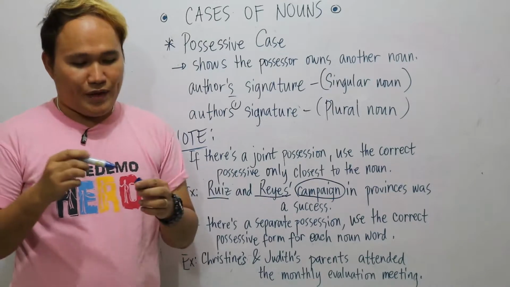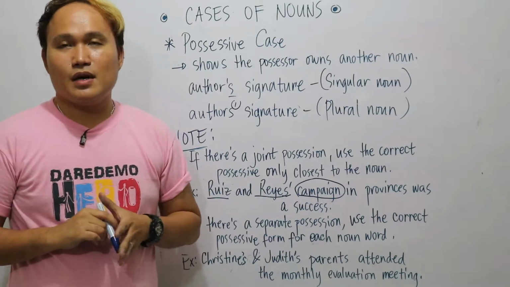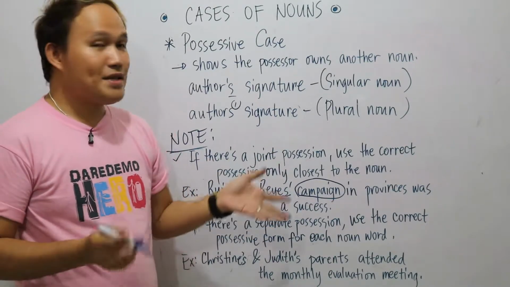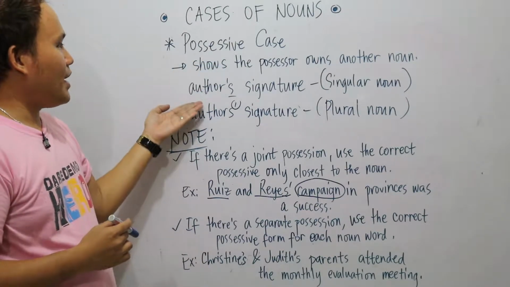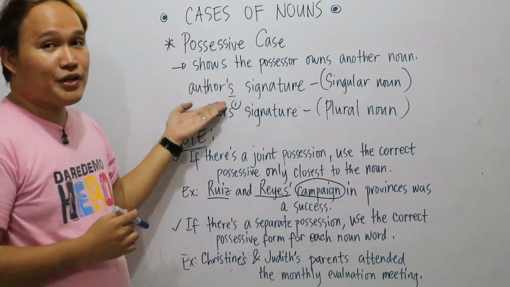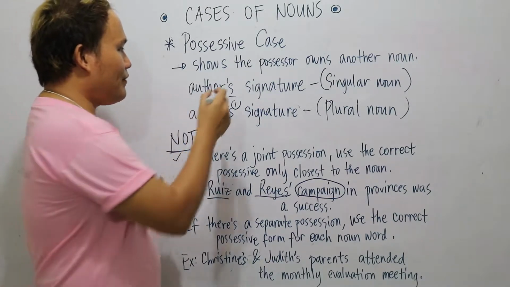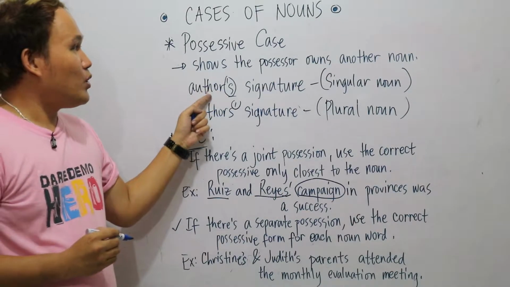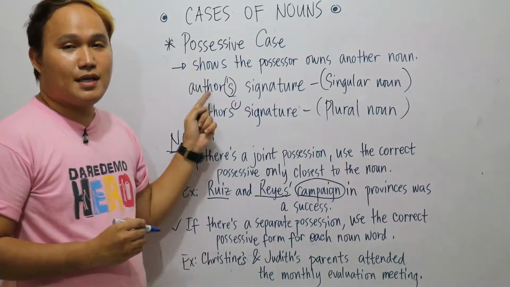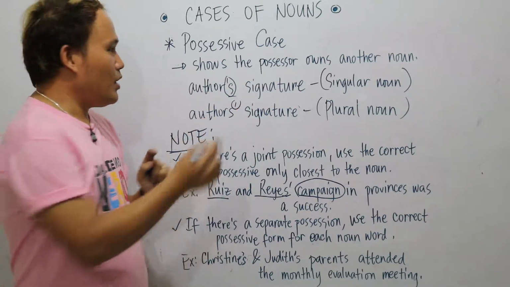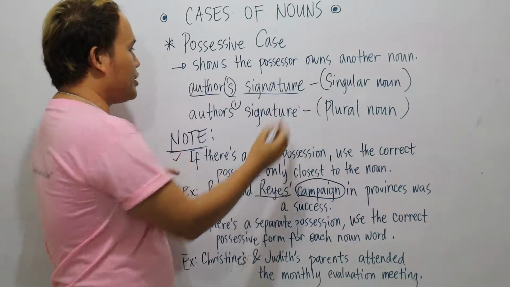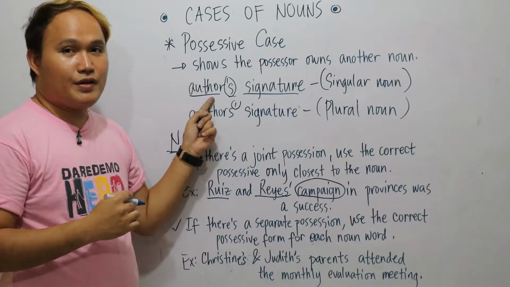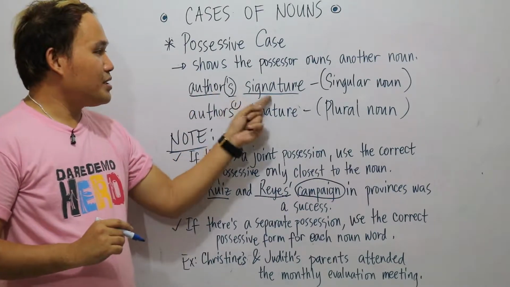But there are rules and reminders we have to consider in identifying the possessive case of nouns. First, possessive case in a singular noun: author's signature. We put apostrophe S on a singular noun to show that the possessor owns another noun. We have two nouns here, but our possessor is the author, so we put apostrophe S: author's signature.